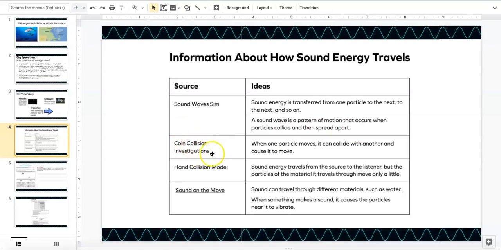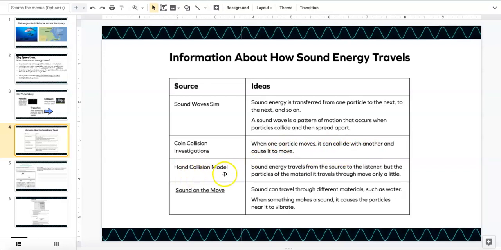We did do the coin collision investigation. When we did that, here's an idea that we came up with. When one particle moves, it can collide with another and cause it to move. So when I shifted that nickel, the nickel bumped into the pennies, and the pennies bumped into the other pennies, causing all of the coins to move based on one move of the coins. So that's exactly how the particles work. You move one particle, it can bump into another, collide into another, and continue to collide into one another, which is going to shift those particles and allow us to hear sound.